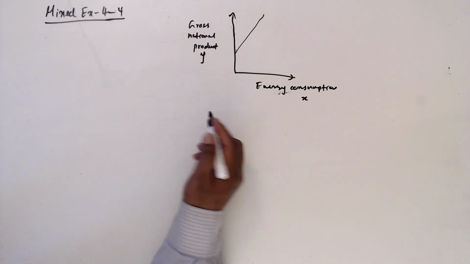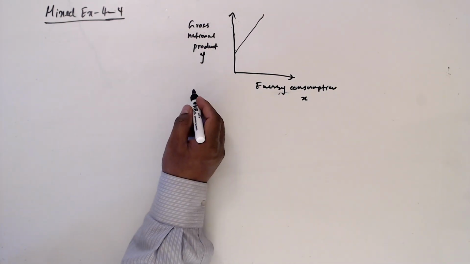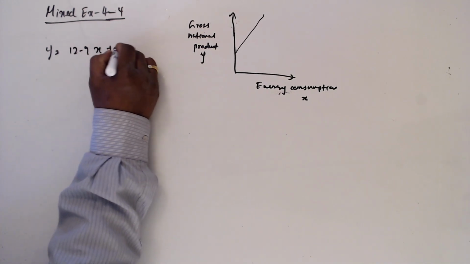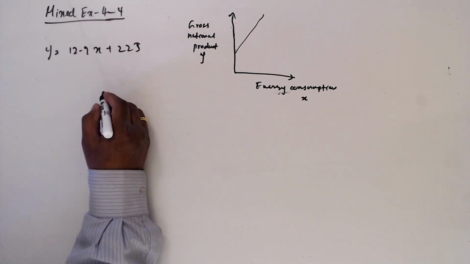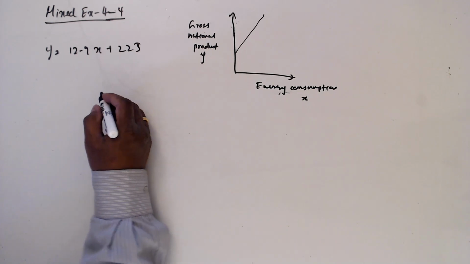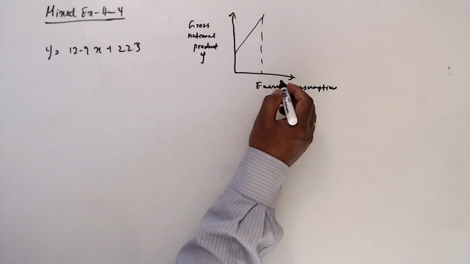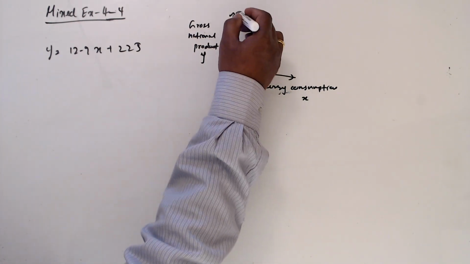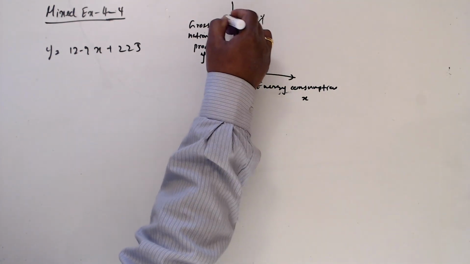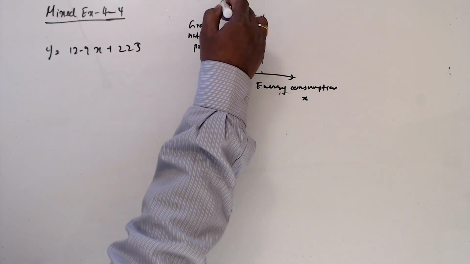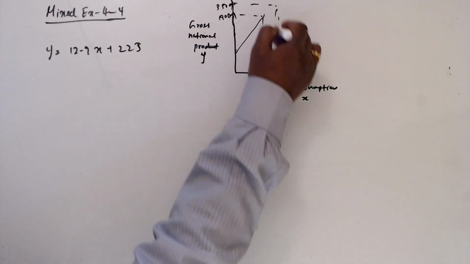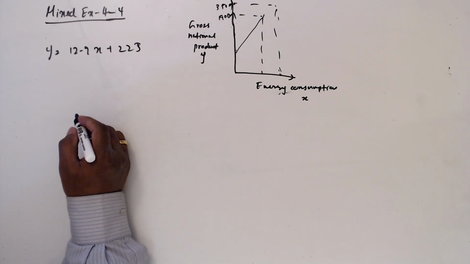Question number 4 is about energy consumption and gross national product. The equation is given, Y equals 12.9X plus 225. The economist uses the regression equation to estimate the energy consumption of the country for 3500. Maximum is 1900. So she wants 3500. It means somewhere here. So this is going to be an extrapolation.